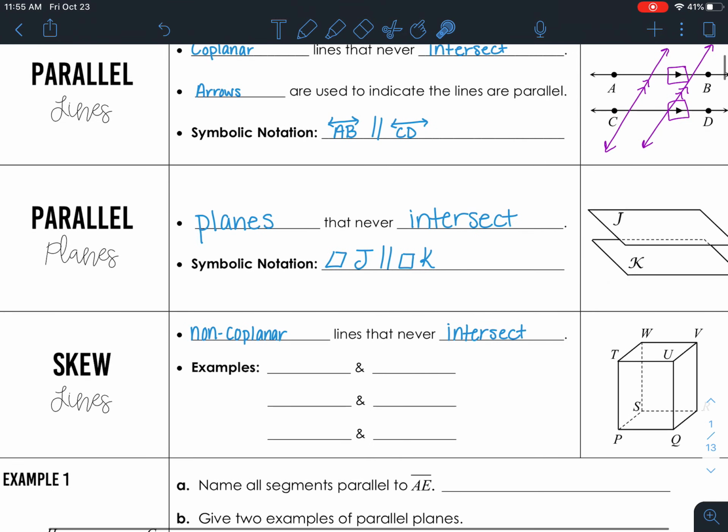Next, we're talking about parallel planes. Parallel planes are planes that, again, never intersect. We're going to use the same symbolic notation here to denote that our planes are parallel.